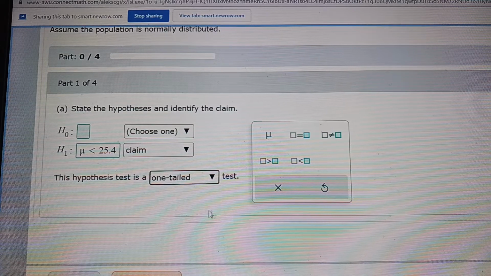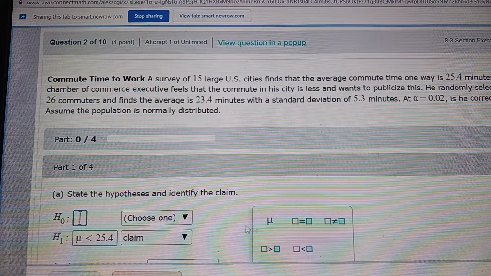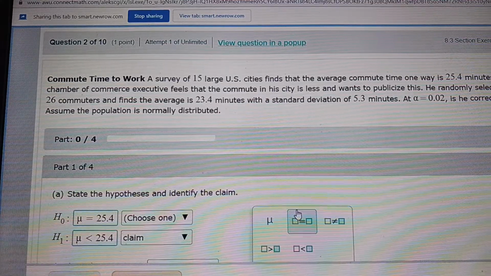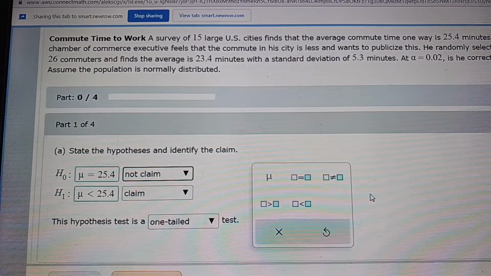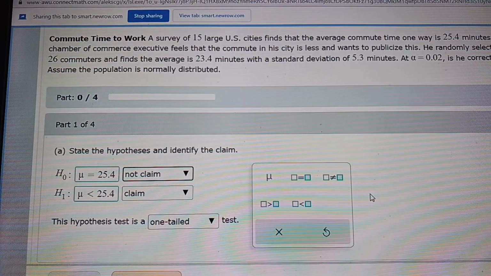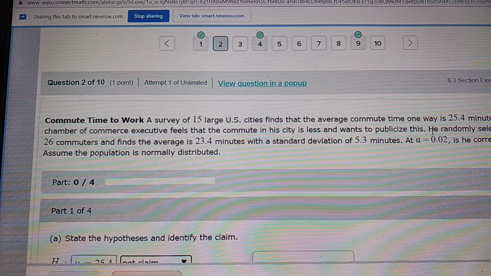So that's one-tailed again. We know the null is going to be equal to. And usually in Connect Math, it's not the claim, but on the test, I tried to mix it up, half and half. Sometimes the claim's in the null, sometimes it's in the alternate. We did see 3 in the homework where it landed in the null. He randomly selects 26. Okay, that's weird that we got two samples here. That's his random sample. He finds the average is 23.4 with a standard deviation of 5.3.